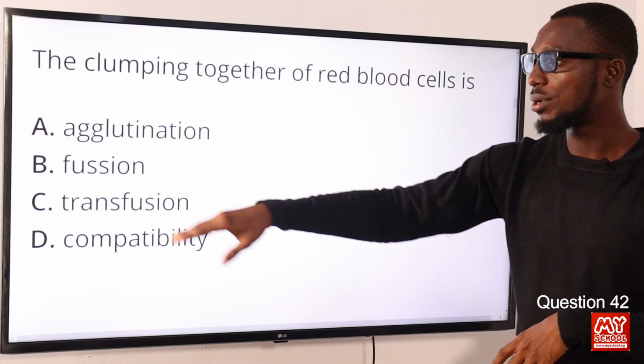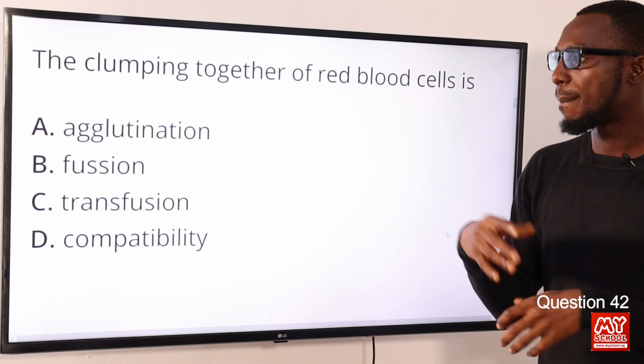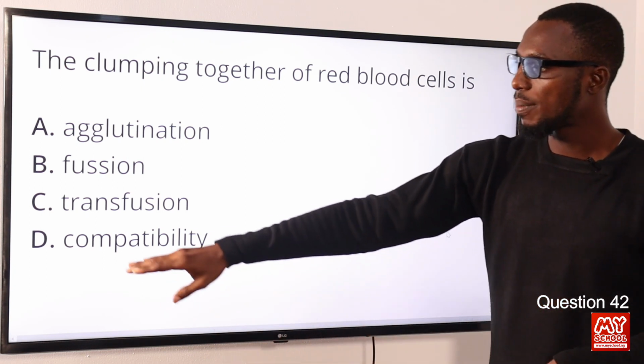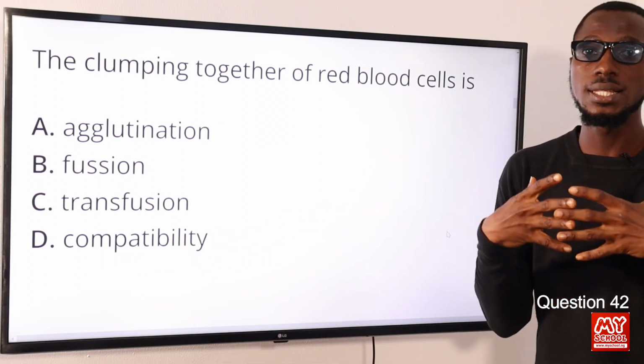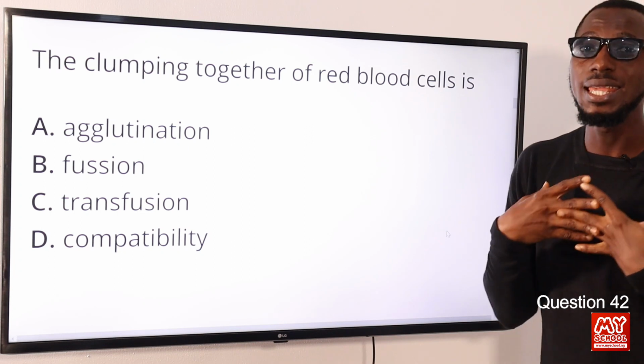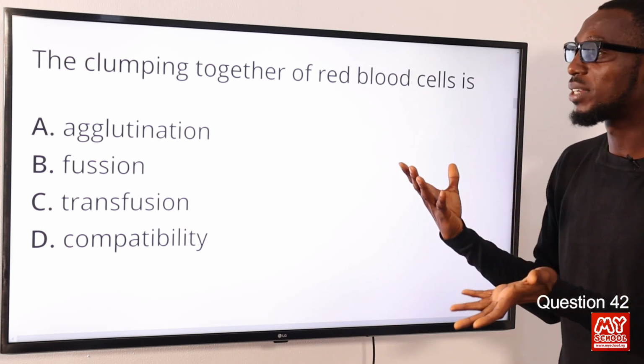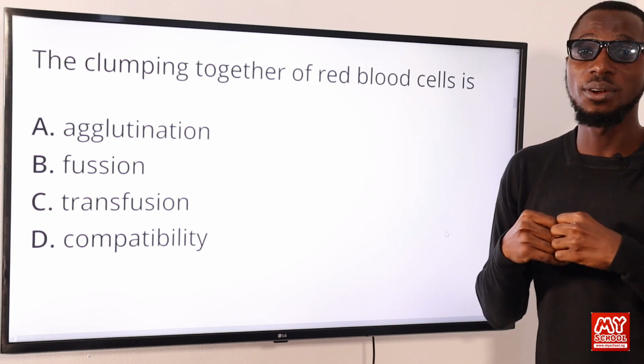When you talk about fusion, we have fusion, we have fission, binary fission and the like. When you talk about compatibility, we're talking about whether two things are going to work together effectively. So the correct option here is option A for agglutination.